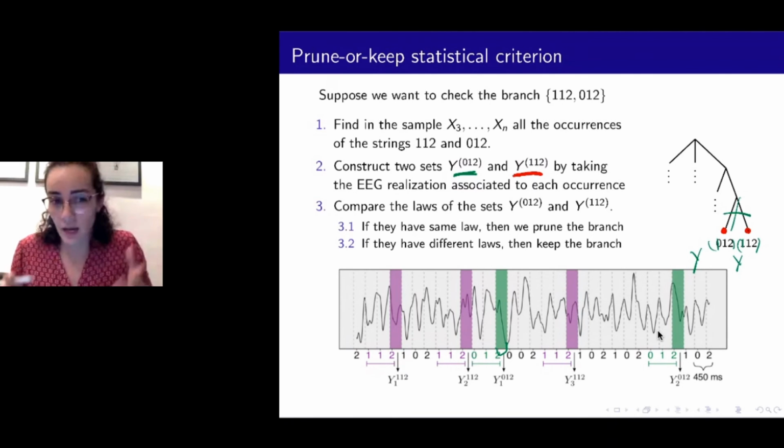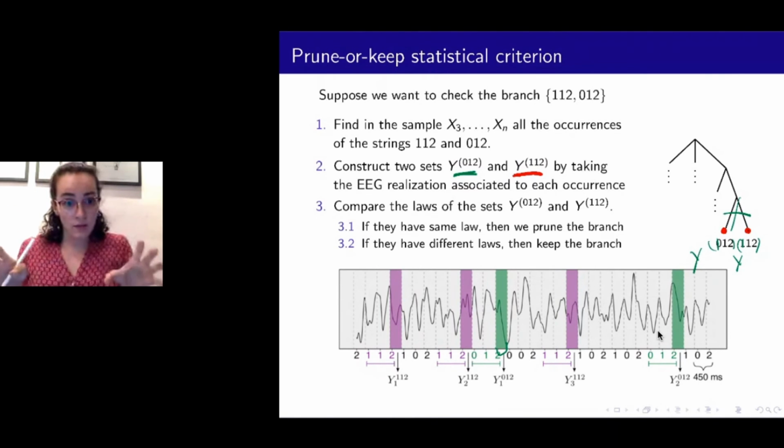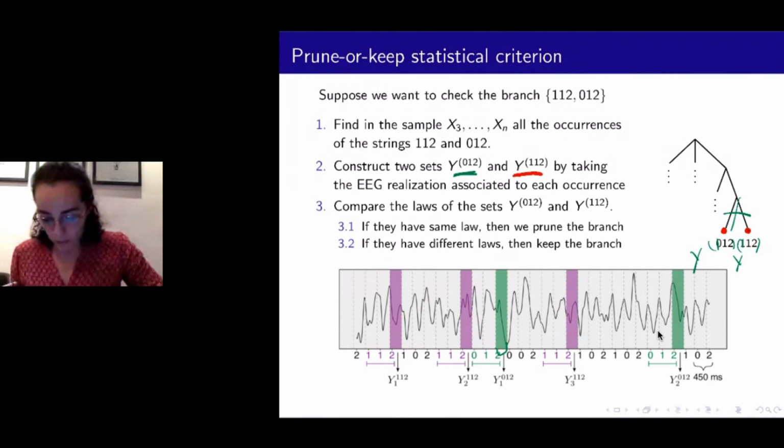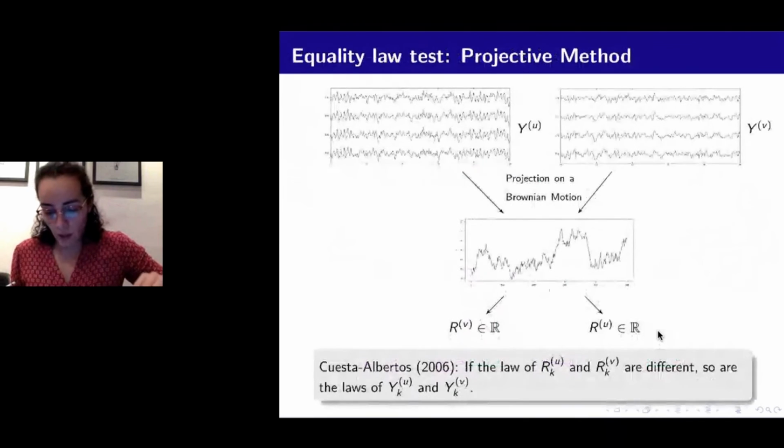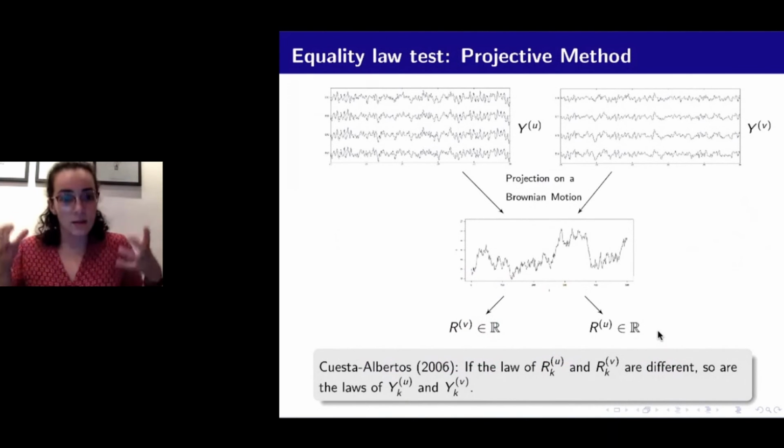And if I realize that actually they have different laws, if I prove that they have different laws, then I keep the branch. Okay, so this is my prune-or-keep statistical criterion: take the sets associated to the sequence and compare the laws. Now it is missing to say how we test the laws.